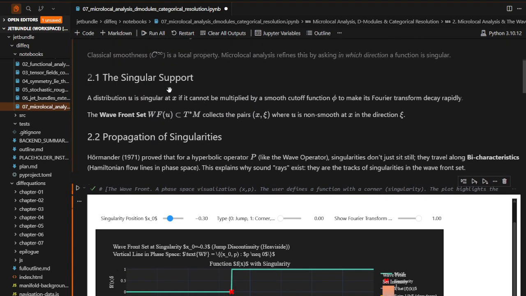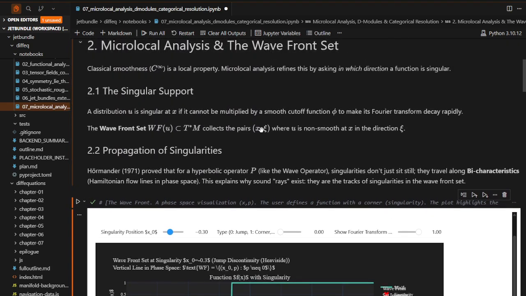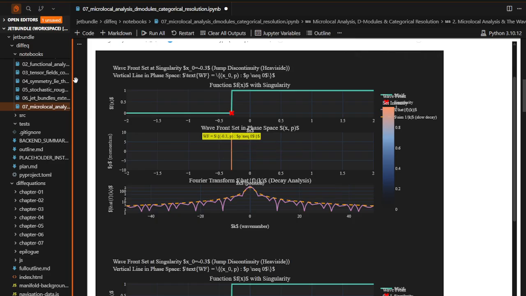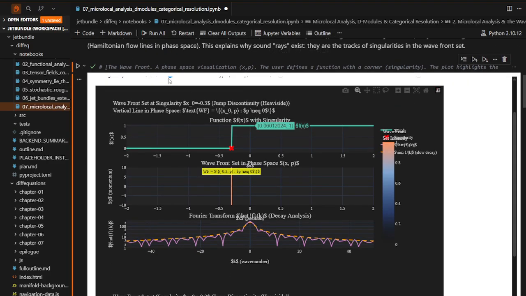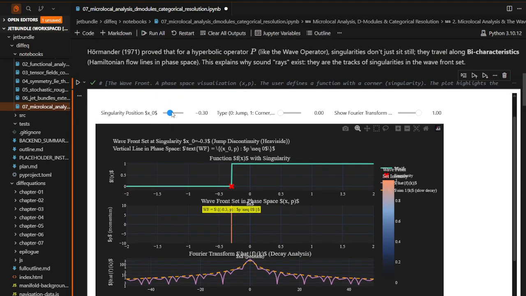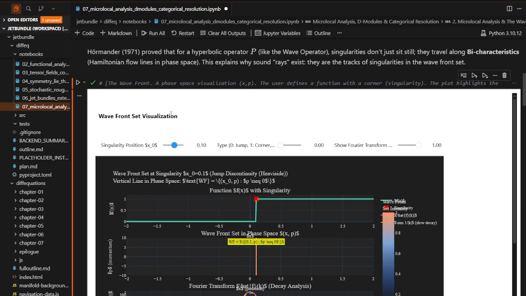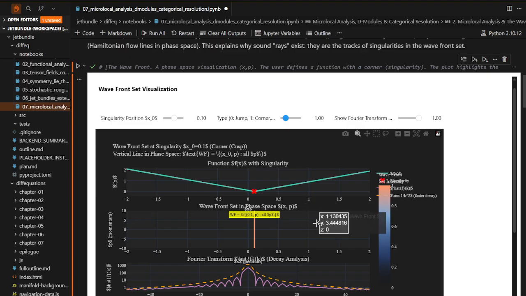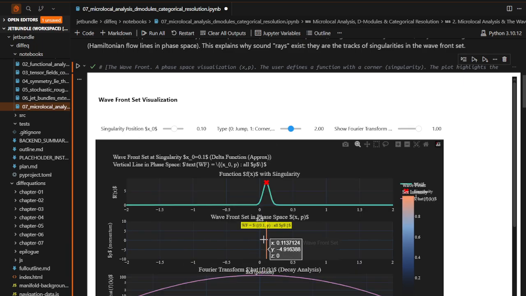Going back to this, right? The wavefront set collects these pairs where U is non-smooth in the direction of xi, okay? And this wavefront set is particularly given, okay, at that singularity point. All right, and again, we can look at, let's see, a corner, right? And that's what a corner looks like, a corner function, right? Or a cusp. And then we can look at, let's see, a delta function, or I guess technically it's a distribution, but a delta function. Okay, think of this as a delta function, right?